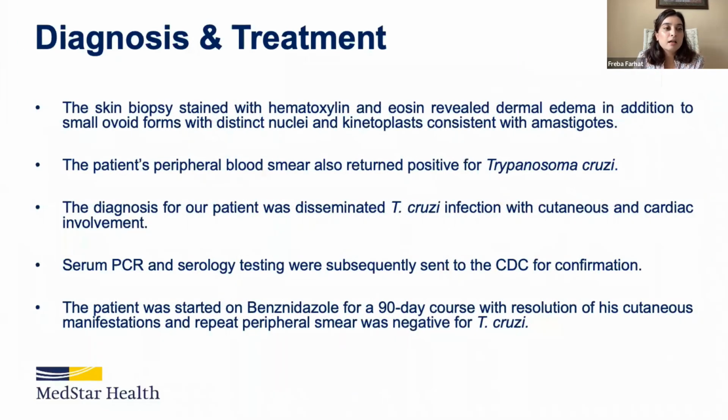Based off of the skin biopsy, which was stained with H&E, it revealed that dermal edema that I mentioned, and then these small ovoid forms with distinct nuclei and kinetoplasts that were consistent with amastigotes. The patient's peripheral smear also became positive for Trypanosoma cruzi. And so what we ended up diagnosing our patient with was a disseminated T. cruzi infection with both cutaneous and cardiac involvement. Subsequent serum PCRs and serology testing were sent to the CDC for confirmation.